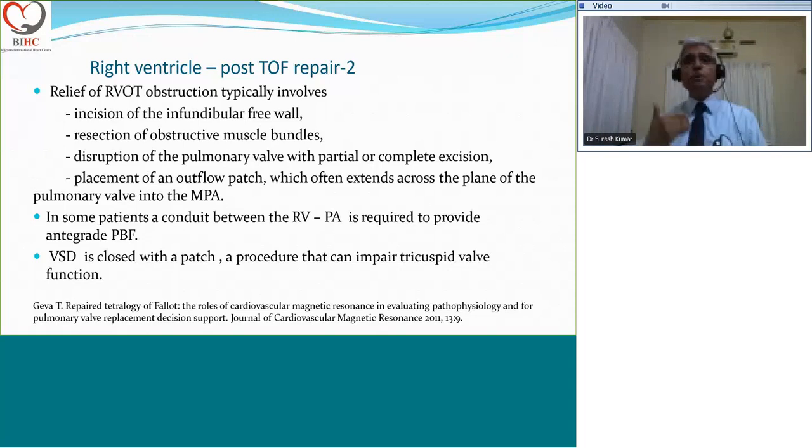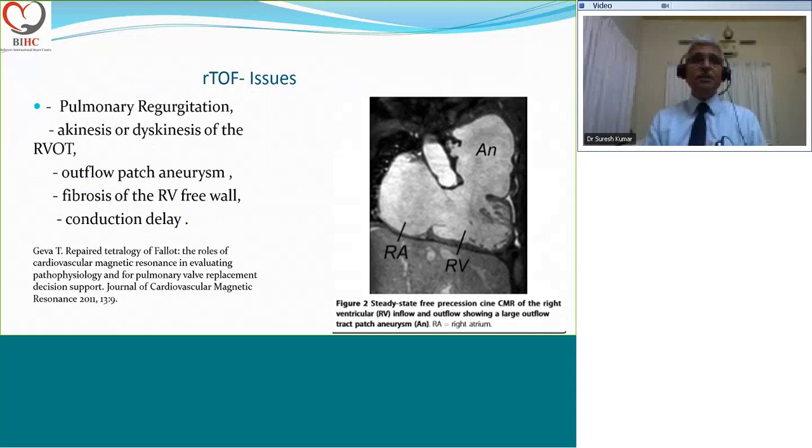And in some patients, there is a conduit between the RV and the PA. The VSD is closed with a patch. The patch can catch the tricuspid valve and cause tricuspid regurgitation. It can cause complete heart block, which is a different matter, and fortunately happens today only in a small percentage. So there is pulmonary regurgitation, there is dyskinesia or akinesia of the RVOT. There could be an outflow patch aneurysm, and there is RV free wall fibrosis and conduction delay. In this MR image, see the right atrium, the right ventricle here, and an aneurysm in the RV outflow.